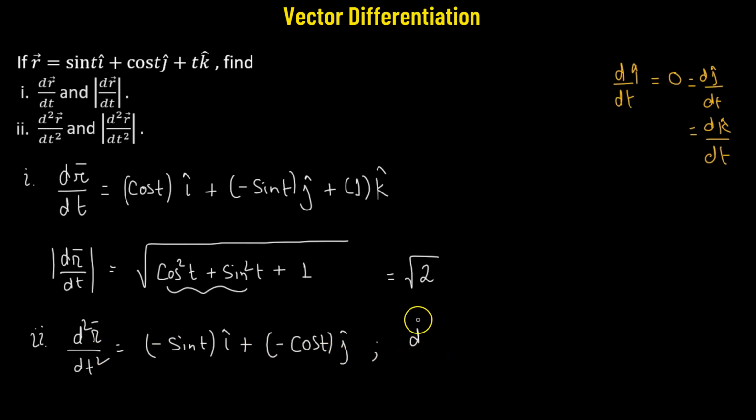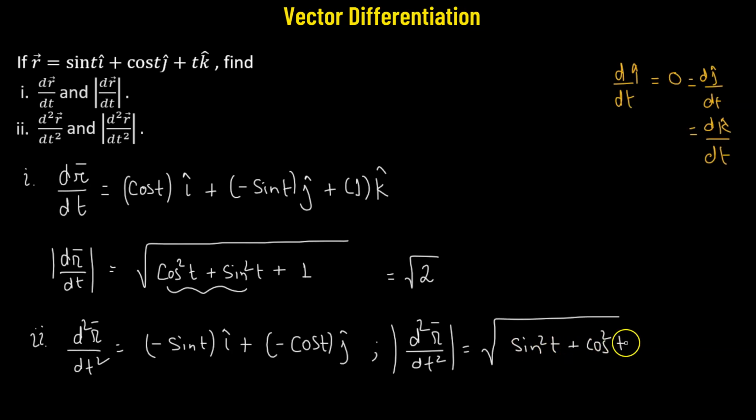Now we will find out its magnitude. All we have to do is take the square root, square each of the components and add them to each other. So we have sine squared t plus cosine squared t. Now this is an identity with a value of 1, and the square root of 1 is equal to 1. So this is going to be the magnitude of the second derivative of our vector valued function r.